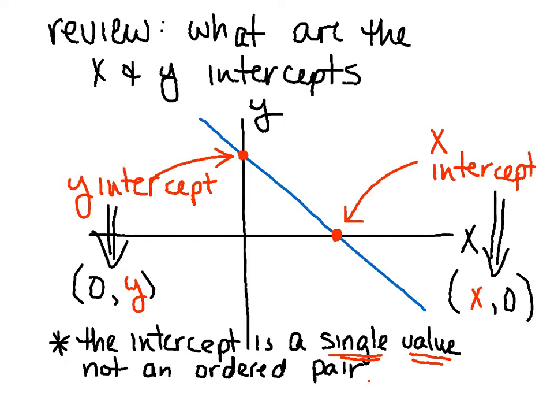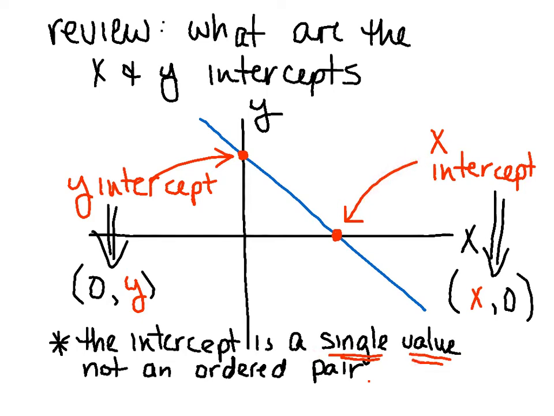So our review, continued. What are the x and the y-intercepts of a line? You have your axis and your line. Okay, where your line crosses the y-axis is called the y-intercept. And it is written 0, y. The y-intercept is 0, y. You didn't go anywhere in the x direction, you just went up. So your y-intercept is just the y. It's a single value, not an ordered pair.